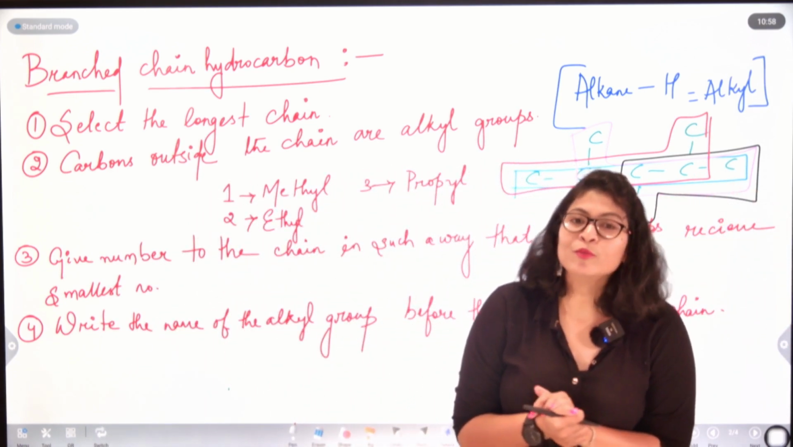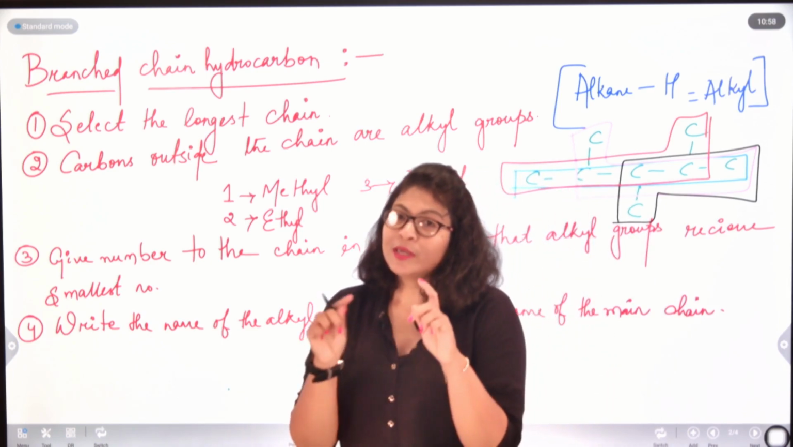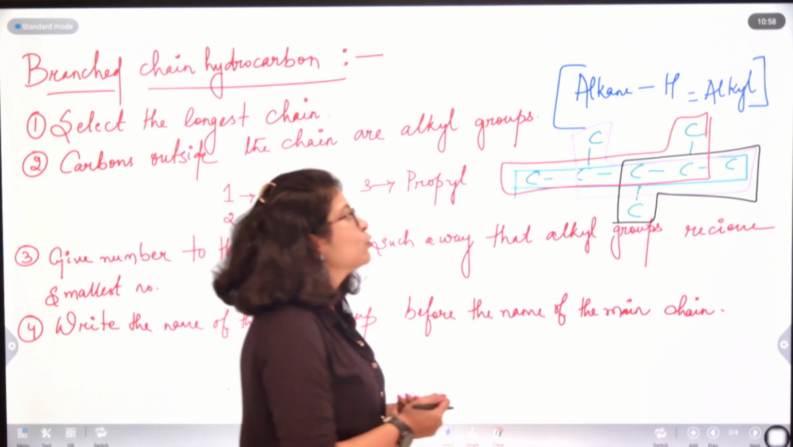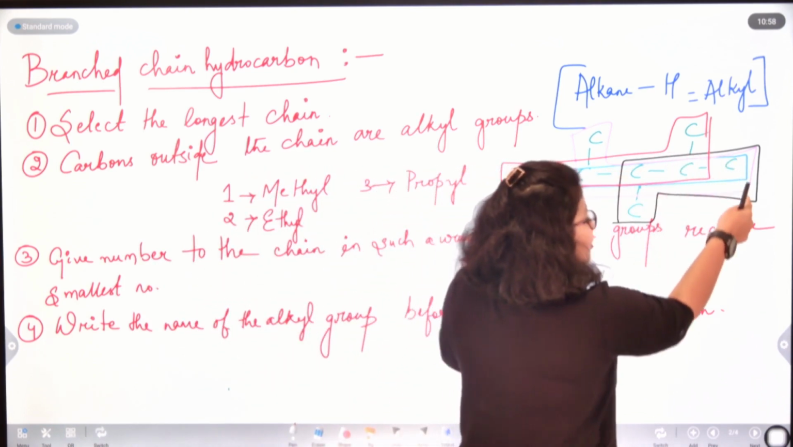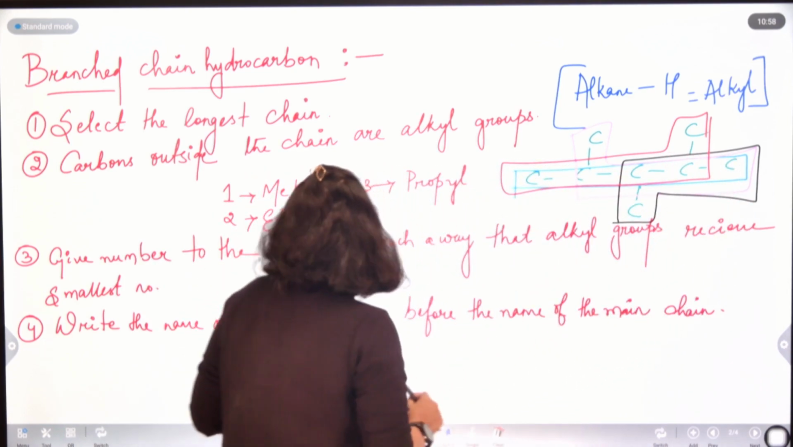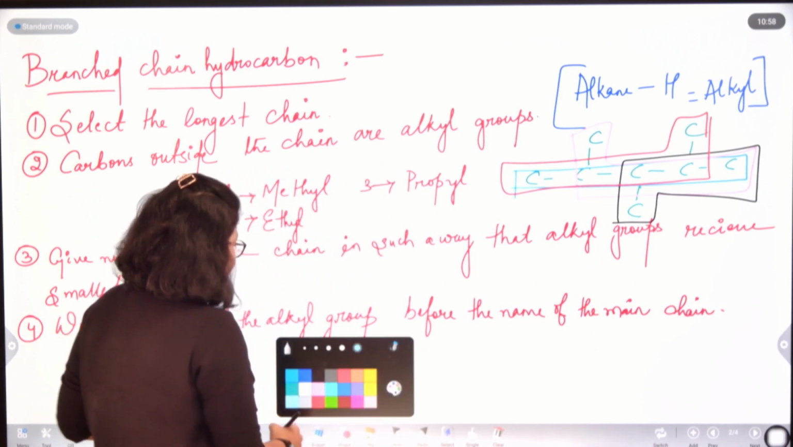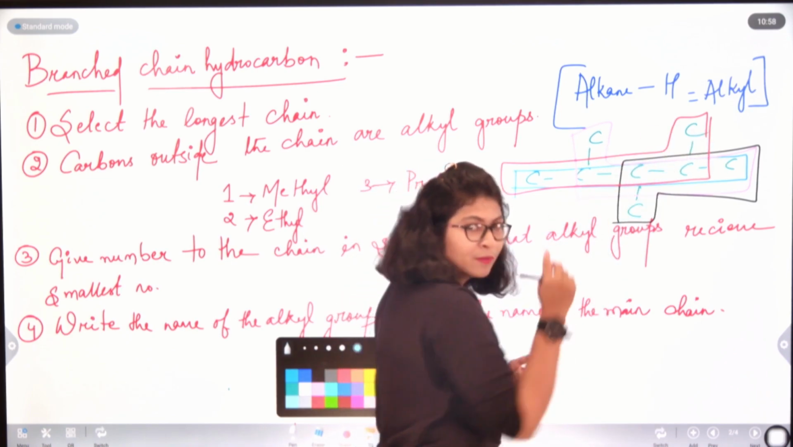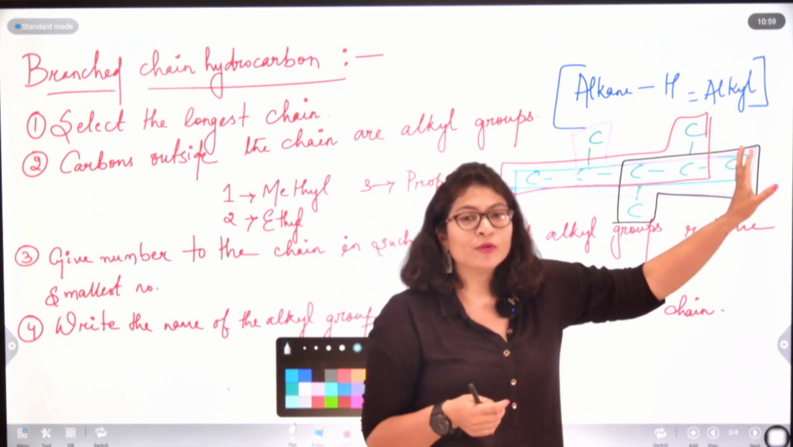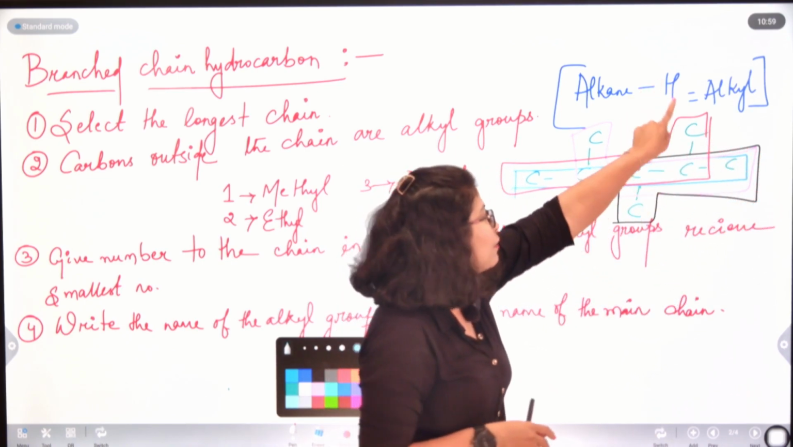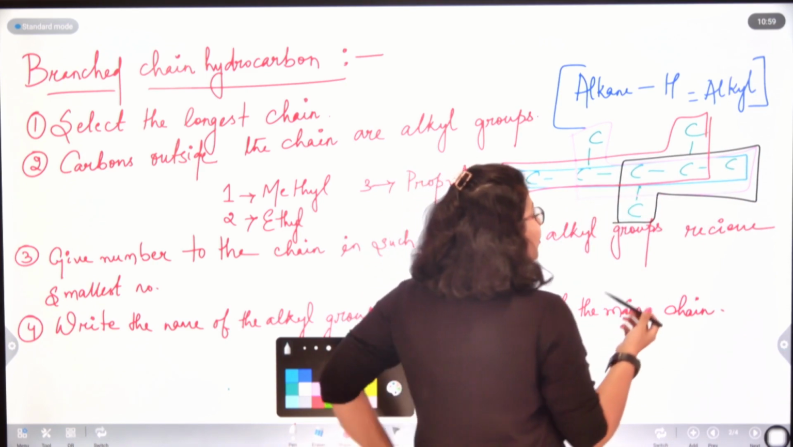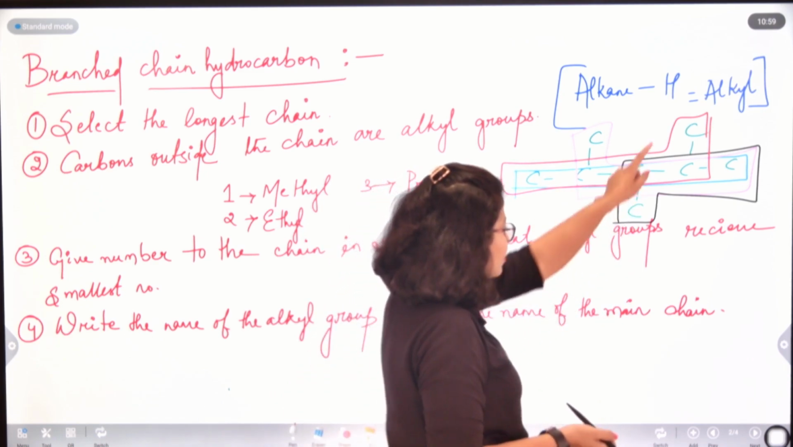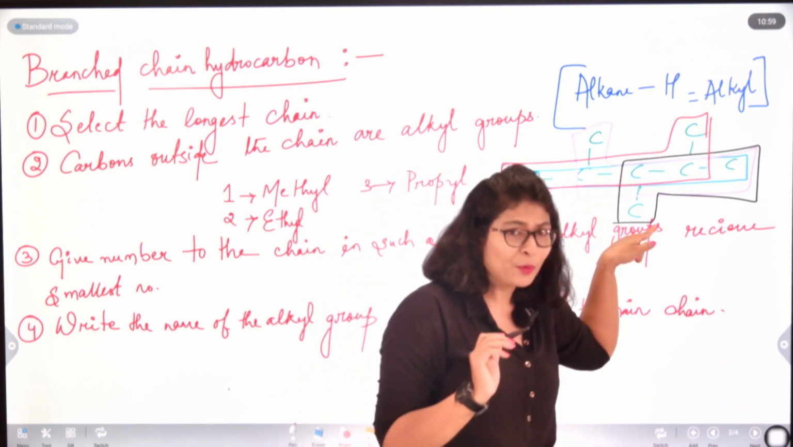For that, I have to count the number of carbon atoms. The chain where I encounter more carbon atoms will be my longest chain. So if I see this blue one, the first chain which I have chosen, and start numbering those carbon atoms, it will be 1, 2, 3, 4, 5. On my way, I'm encountering 5 carbon atoms. If I go along the red colored chain, that will be 1, 2, 3, 4, 5. Here also I'm getting 5 carbon atoms.